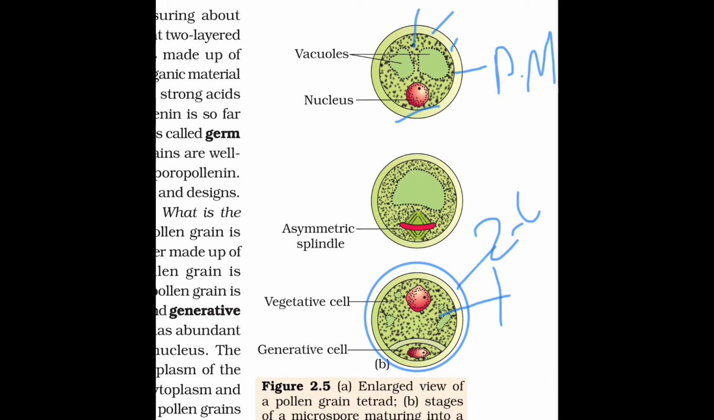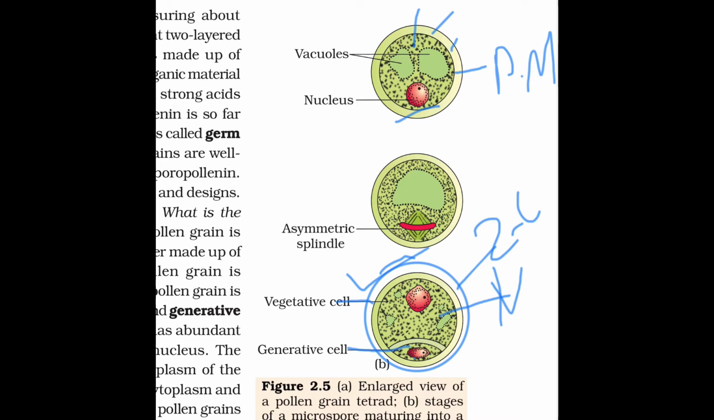One bigger cell will be called the vegetative cell, you can see here, and the smaller cell will be called the generative cell. At the time of shedding or pollination, when the pollen grain comes out from the anther, it will be in this two-celled stage. It is a very important point to note. In many examinations, they ask whether pollen grains shed from the anther are in the two-celled stage or three-celled stage. So they are in the two-celled stage, and this condition is found in 60% of plant species.